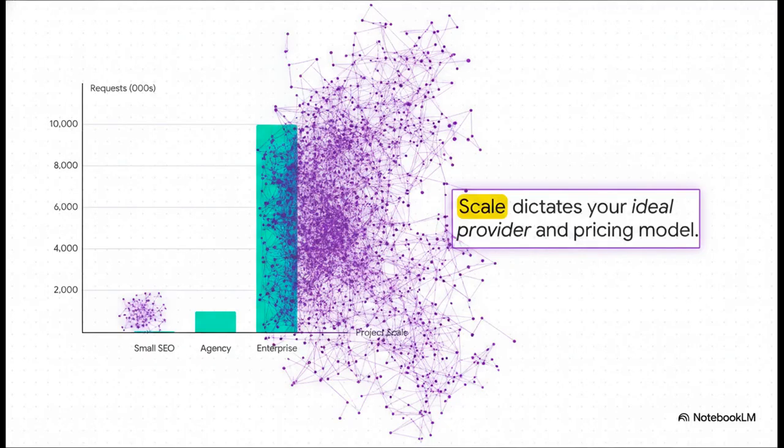But here is the critical thing to remember. The quote-unquote best pricing depends heavily on your scale. If you're running a small SEO project, say 50,000 requests a month, your ideal provider is going to look very, very different from an enterprise platform processing 10 million requests. As you move up this chart, the cost per thousand requests shifts dramatically, and your infrastructure demands change completely. So keep your own project-specific scale in mind as we go through this.